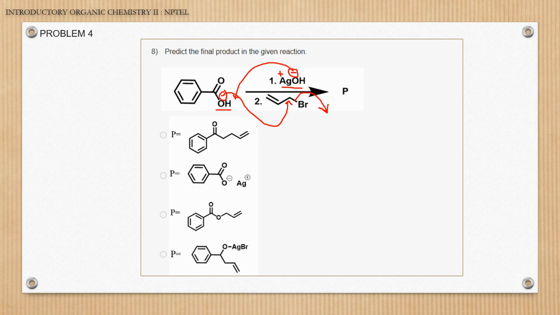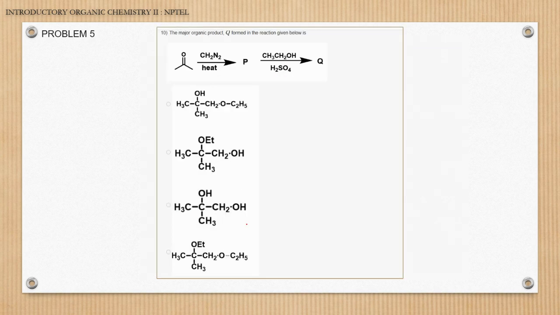Option C. Yeah, Option C is the correct one. Your oxygen ion which is getting formed, this O minus, will attack on the carbon and Br will leave out. So here the OC bond is getting formed. So that is why you are getting this. Fine. So coming to problem number 5.